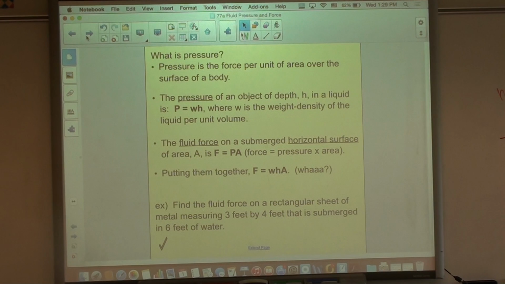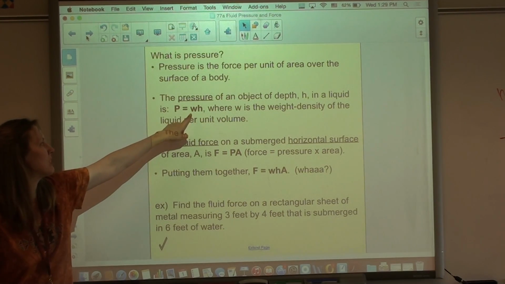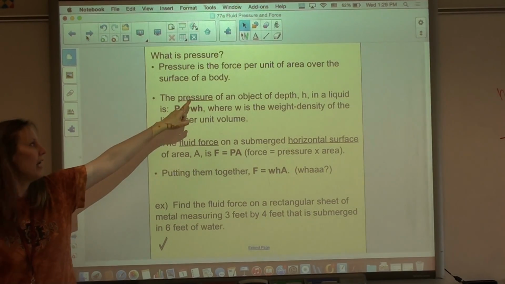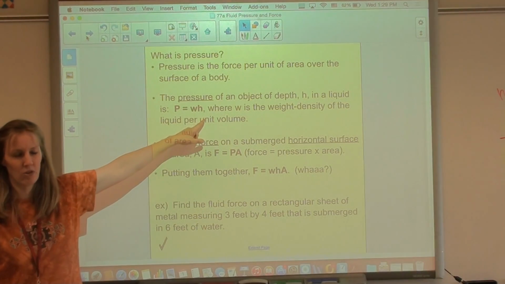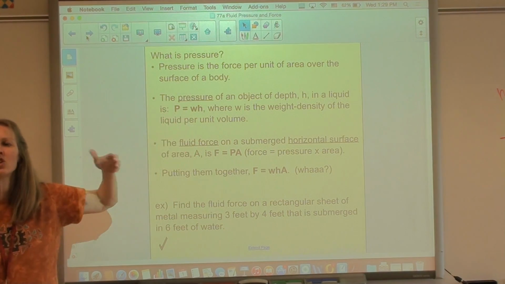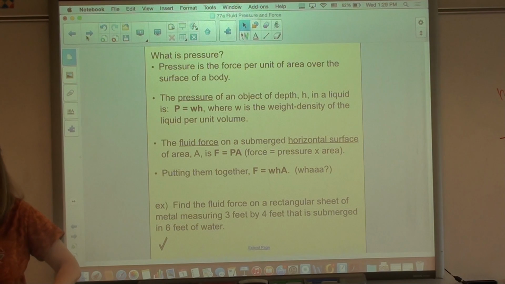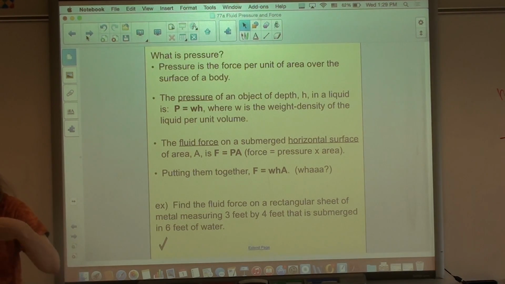Okay, so the pressure of an object of depth h in a liquid is P equals WH. W represents the weight density of the liquid, which for water is 62.4. H is the depth of the liquid, or depth of the object in the liquid. H is measured from the top of the liquid down. So if you are in the ocean, swimming at a depth of 10 feet, that's 10 feet from the top of the water, not 10 feet from the bottom of the ocean up, right?